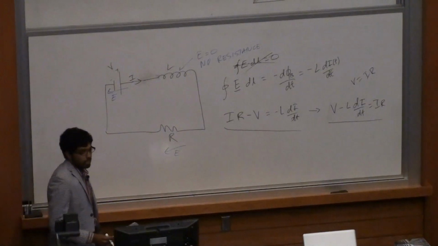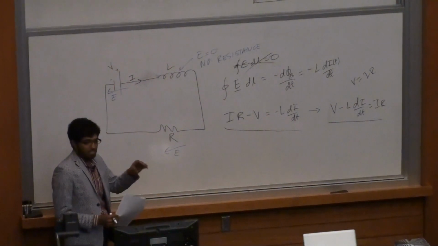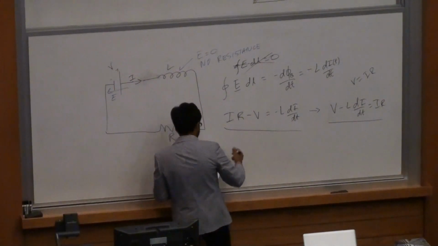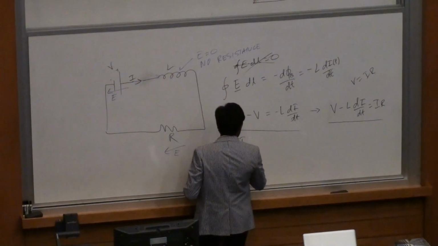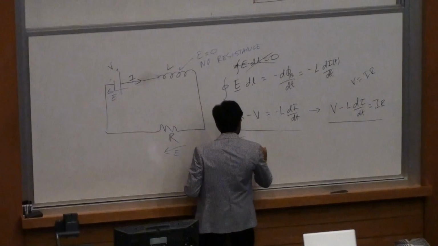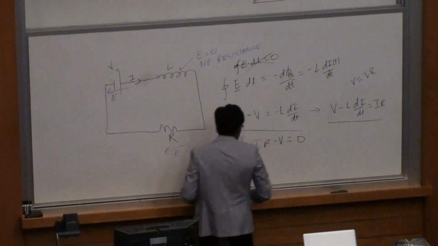If it's second order, at that point we just guess the solution, because we know it has to look like a certain form, so we just guess it. All right, so let's bring this over. So I get L di dt plus IR minus V equals 0.